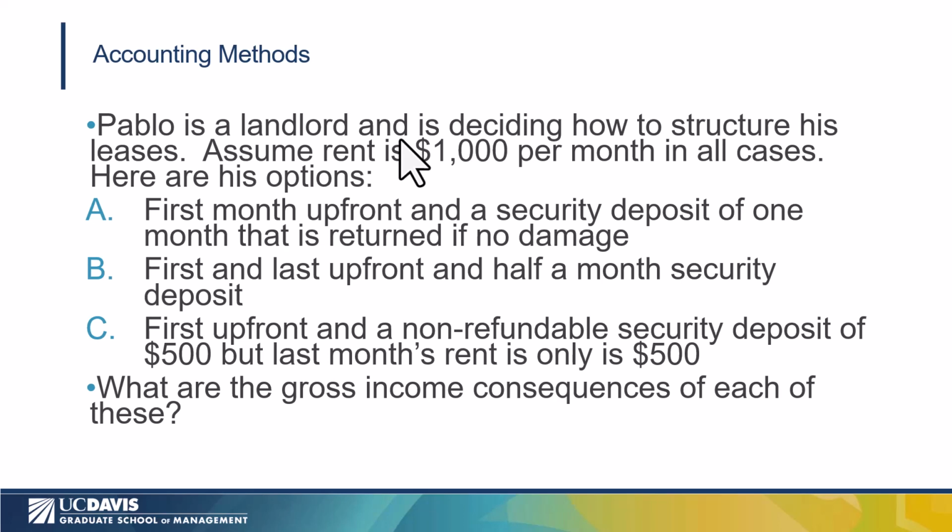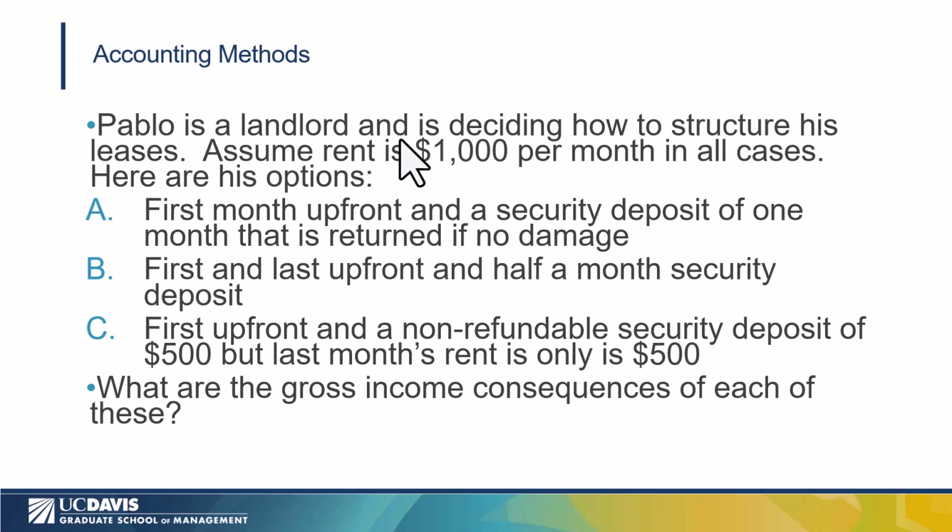First month up front. Okay, so whatever he receives up front is absolutely going to be gross income. The security deposit that would be returned when there's no damage is in fact a deposit and is not income, certainly when received. Okay, so B, first and last upfront, half a month security deposit. Well, if I'm taking first and last upfront, doesn't matter how long that lease is, both of them, or 1,000 and 1,000, 2,000, would certainly be gross income. The half a month security deposit of 500 would still be a deposit. It's just he's taking a lower amount as a deposit.